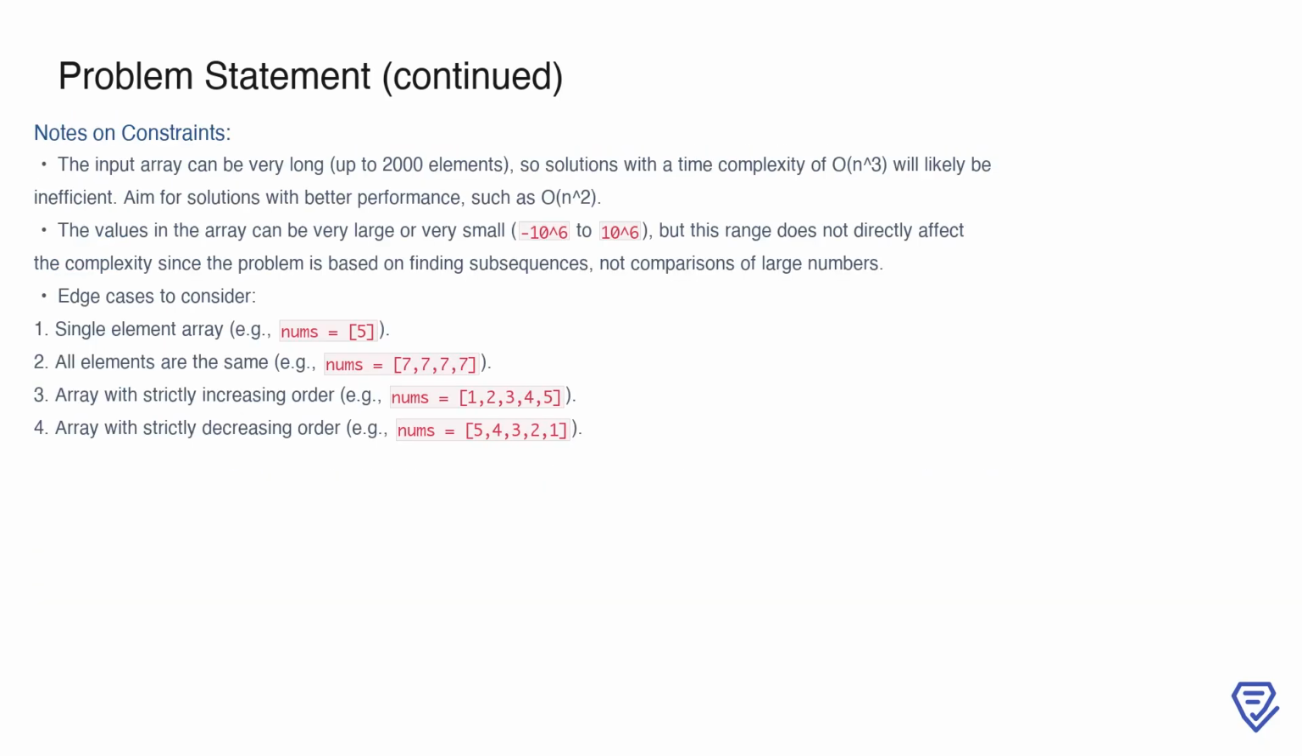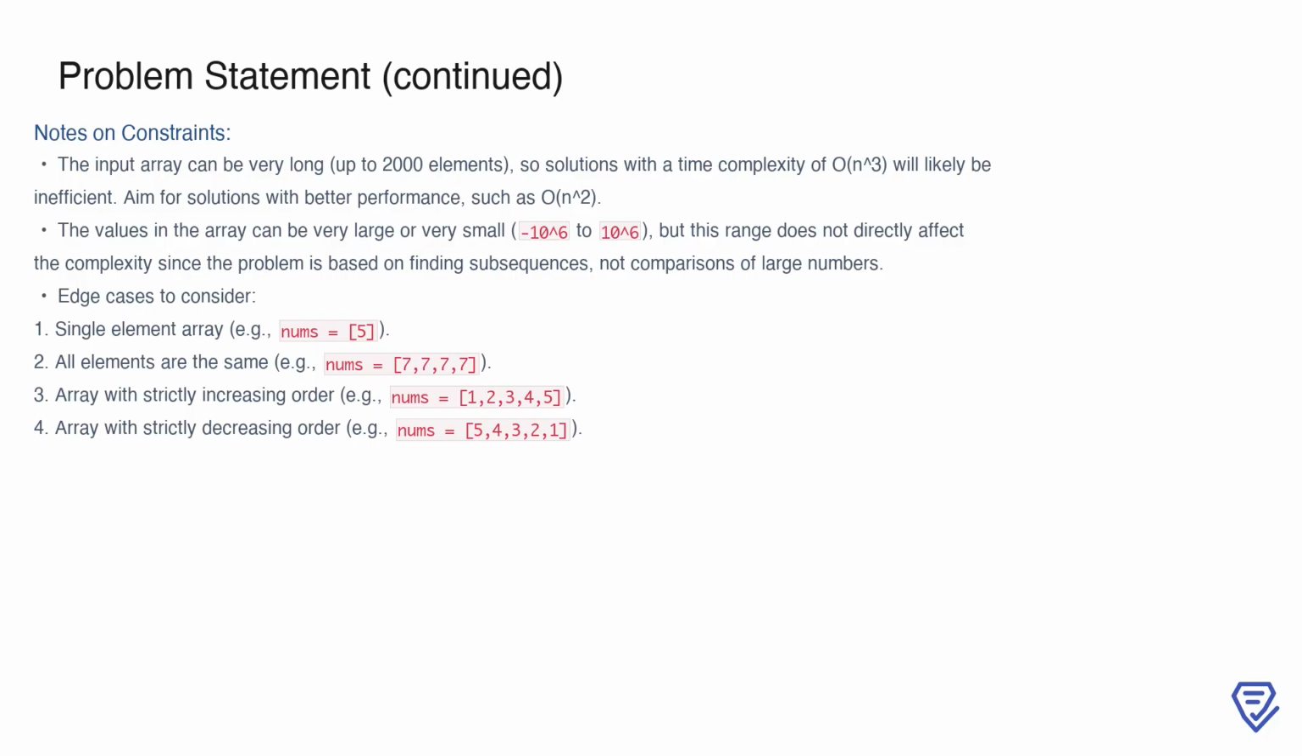To build a solution, we must consider some key points about the constraints. First, the array length of up to 2000 means that solutions with a time complexity of O(n^3) will be too slow. Instead, we should aim for approaches with a time complexity closer to O(n^2). Second, while the range of values in the array is large, the problem itself focuses on finding subsequences, so the range doesn't directly affect performance.